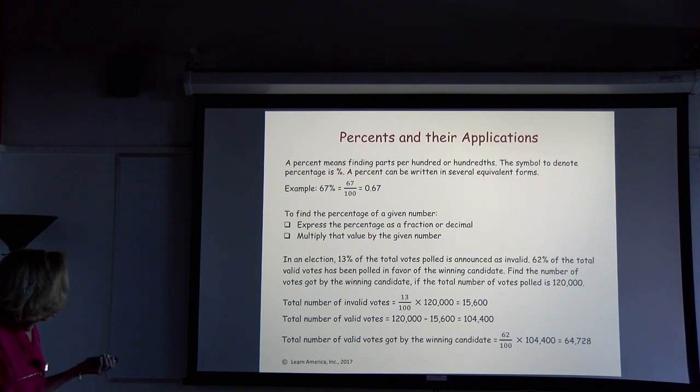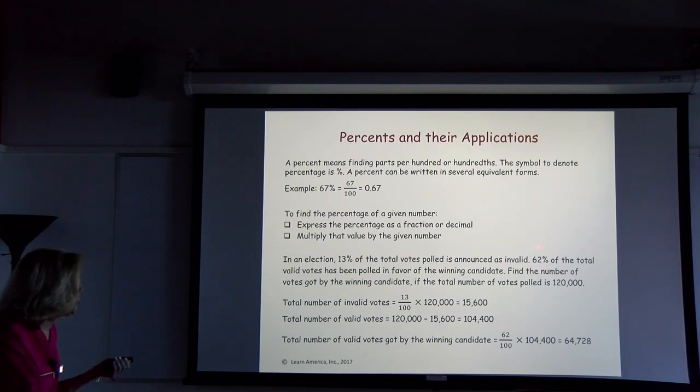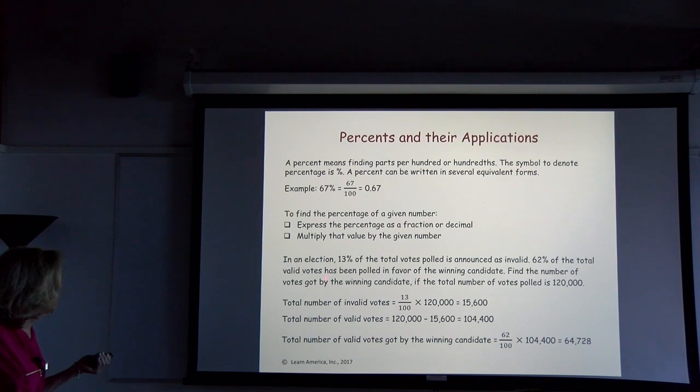And if you wanted to, in this case now, start out with a particular problem here. In an election, 13% of the total votes polled is announced as invalid. 62% of the total valid votes has been polled in favor of the winning candidate. Find the number of votes received by the winning candidate if the total number of votes polled is 120. Well, we've got two different ideas here. It says 62% of the total valid votes, and it said over here that 13% of the total votes are invalid. What percent are valid?